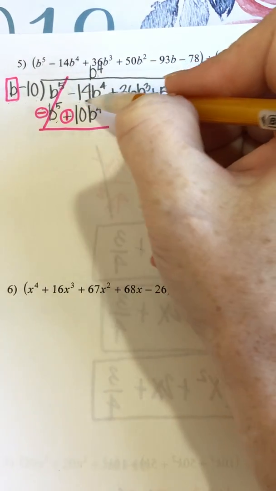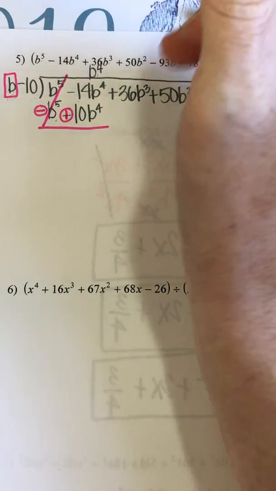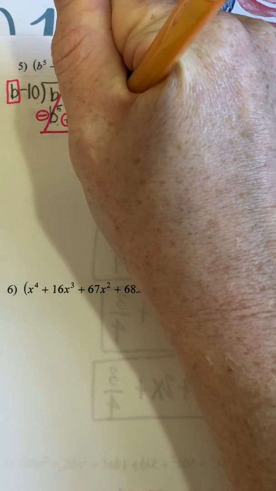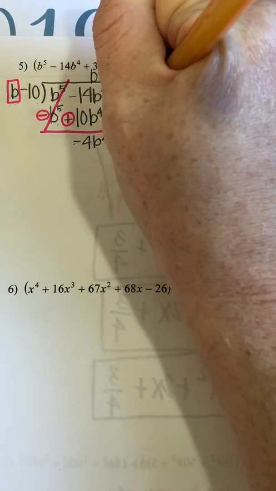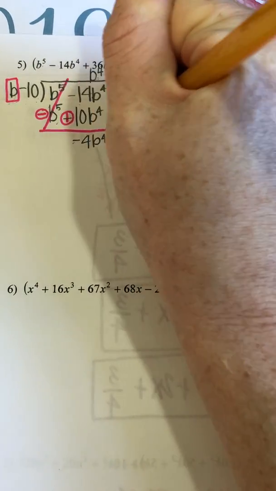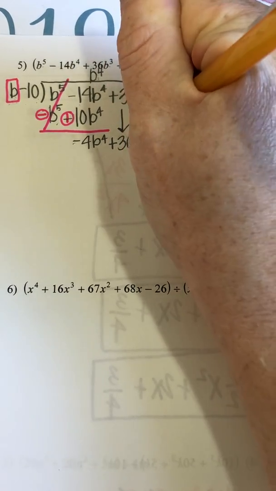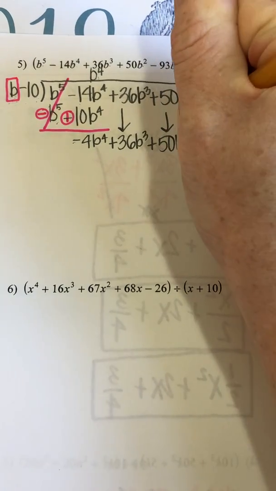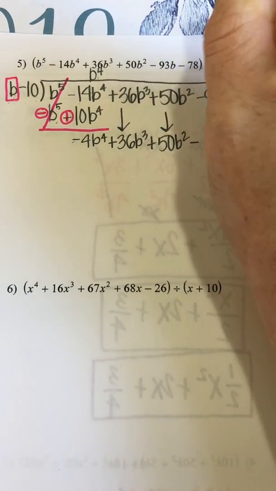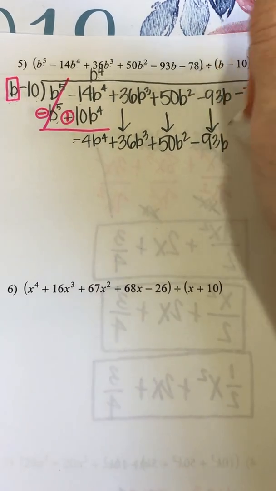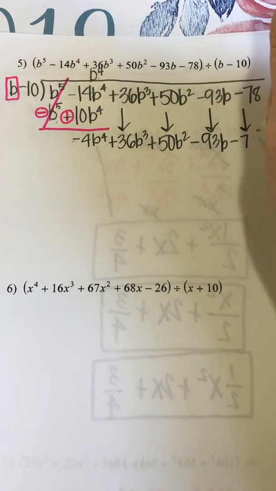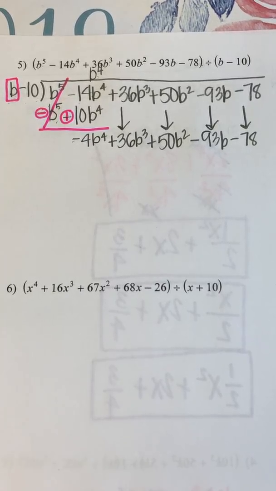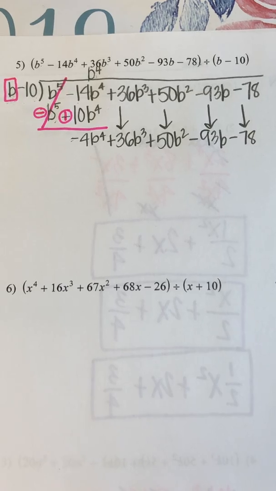What is negative 14b to the 4th plus 10b to the 4th? Negative 4b to the 4th. Be confident. Y'all speak up. You're right. Okay? And I'm going to go ahead and bring down the rest of my polynomial just so I keep things leveled up. Okay, so all I did was just bring that down.